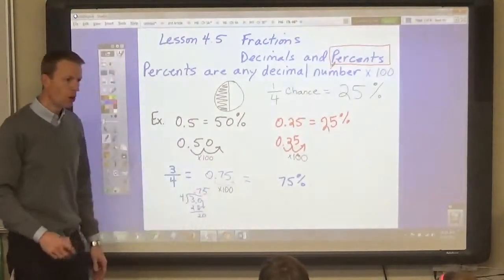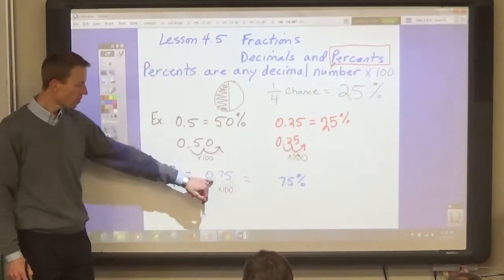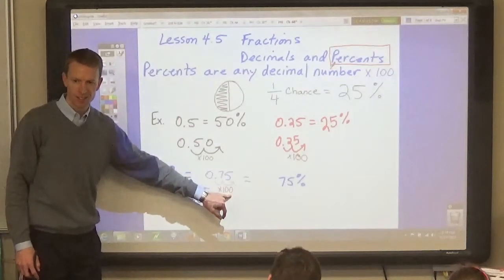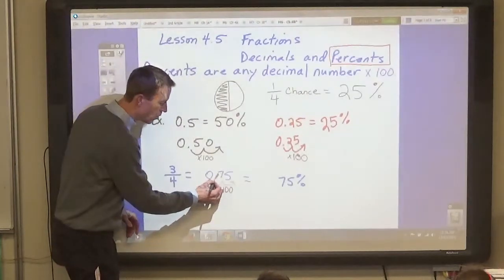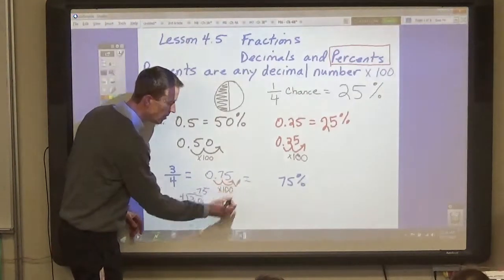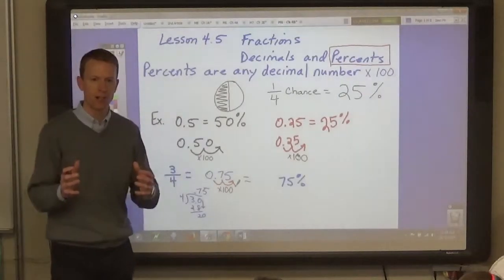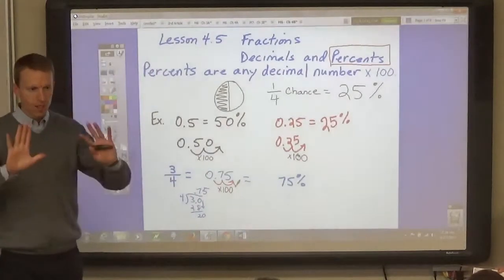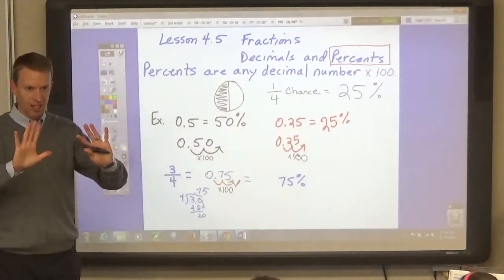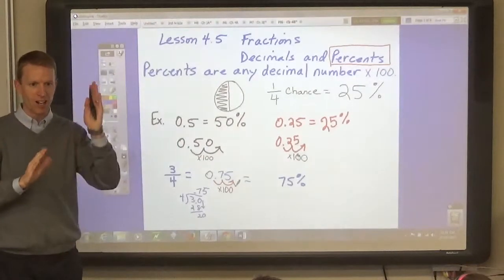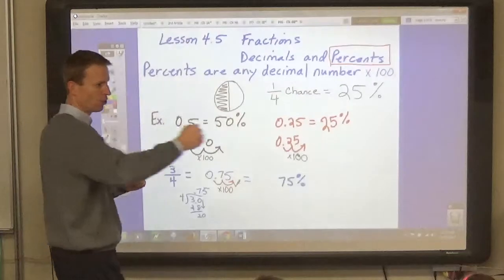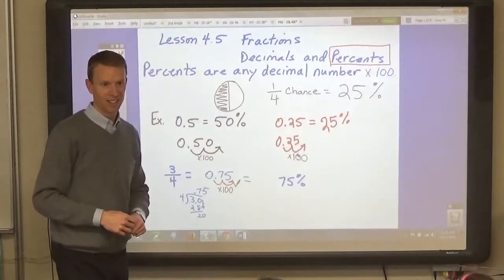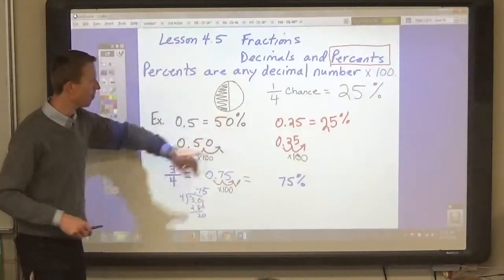Now, if we wanted to know what percent that is, you would take 0.75 and multiply it by 100. We can do that easily by just moving the decimal place 2 places to the right. Anytime you multiply by 100, you move the decimal place 2 places to the right. Okay? When you multiply by 100, move the decimal place 2 places to the right. Okay? You got it? Good.